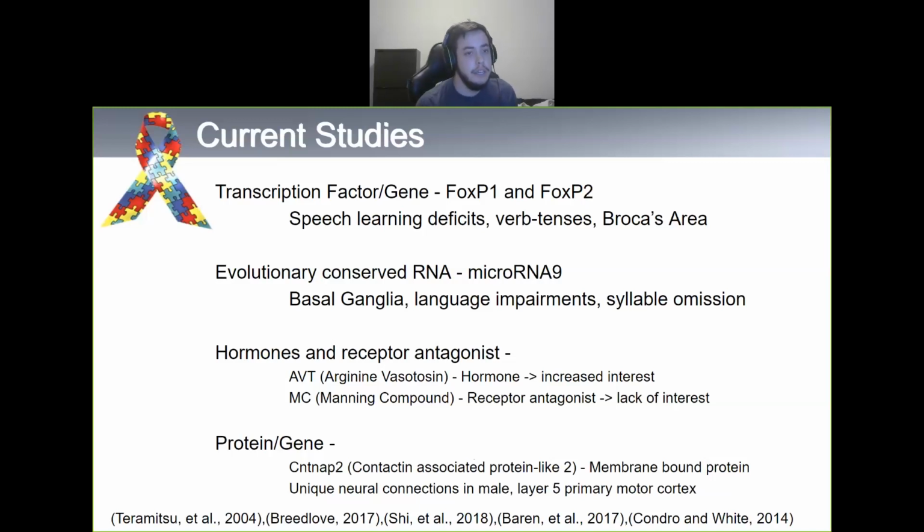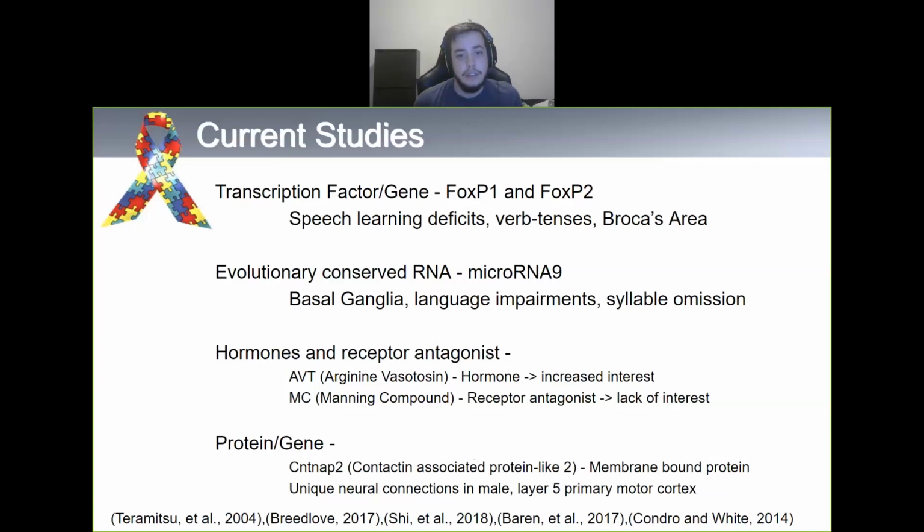So, hormones and receptor antagonists, AVT, which is arginine vasotocin, and MC, which is Manning compound. Humans and birds are both naturally inclined and motivated to behave socially and mate and survive. Arginine vasotocin, a non-peptide hormone, promotes both song and social motivation. However, the Manning compound is an antagonist, and increases in this cause severe disruption in arginine vasotocin. Disruption leads to lack of interest to learn songs and lack of interest to sing to attract a mate.